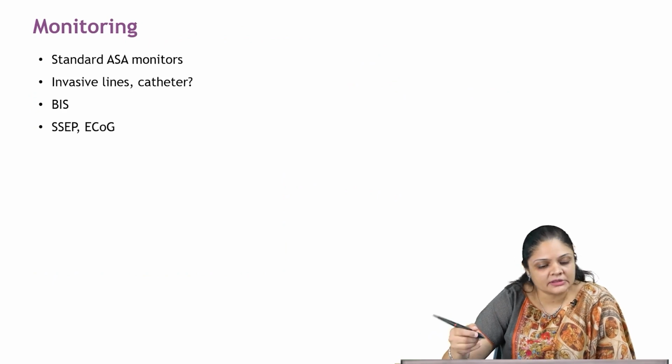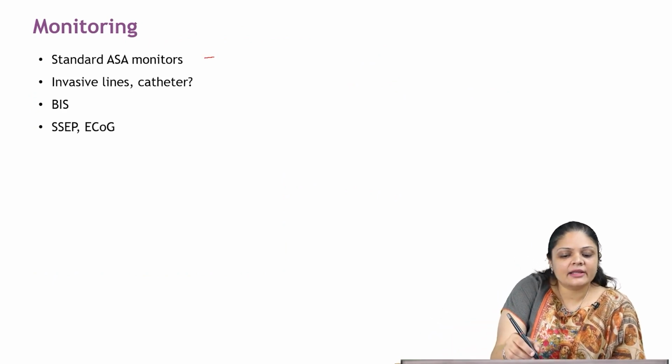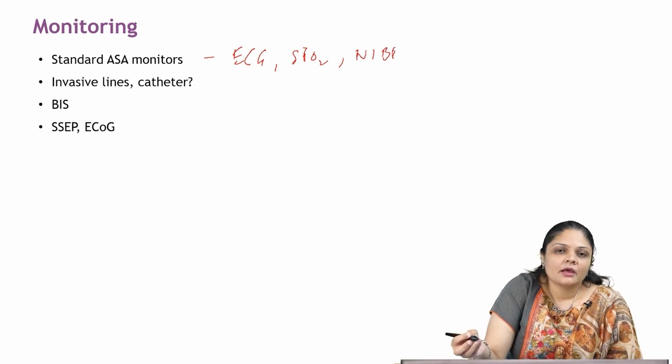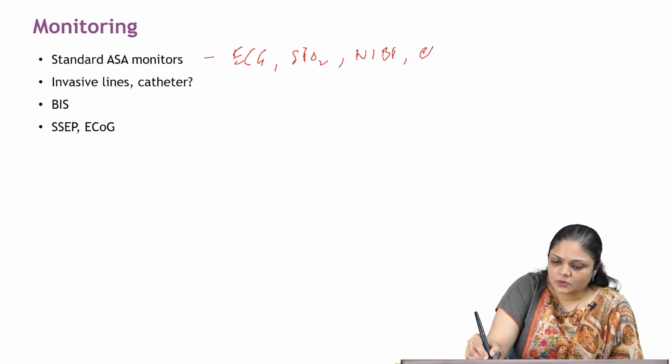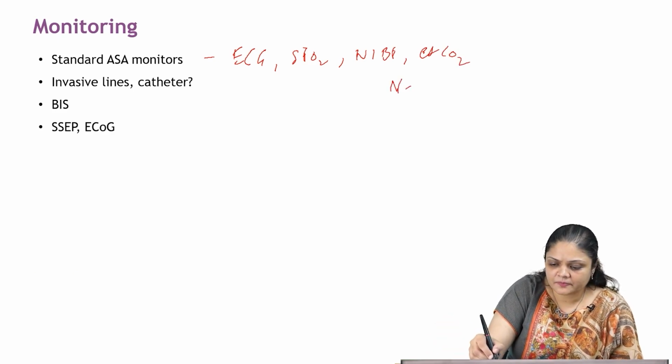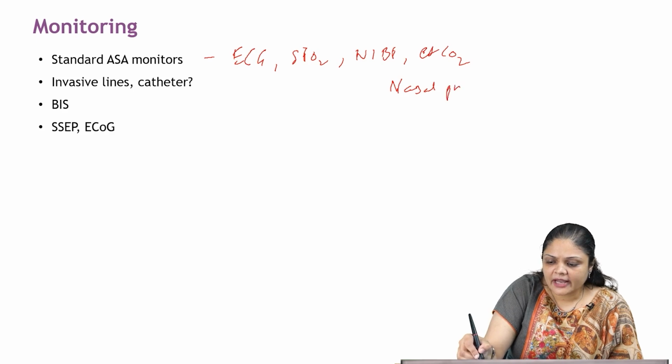Next what? Monitors. So you put obviously the standard ASA monitors like your ECG, SpO₂, non-invasive blood pressure, and ETCO₂ under the mask. Generally put a Hudson mask or nasal prongs. So these are your standard monitors.